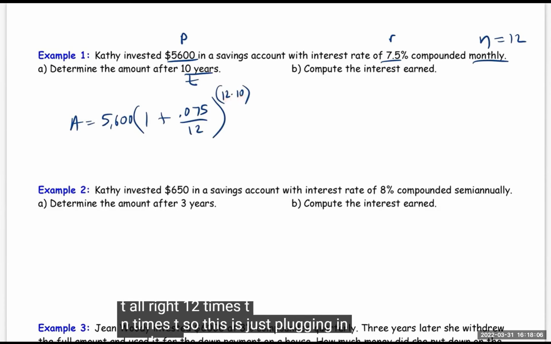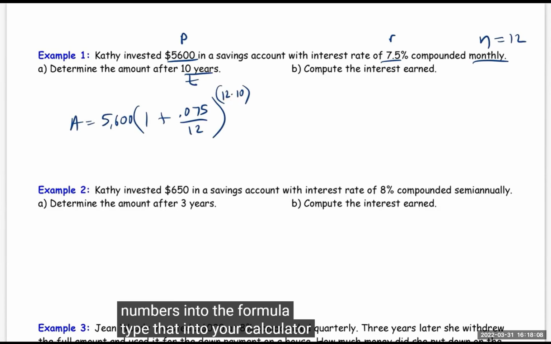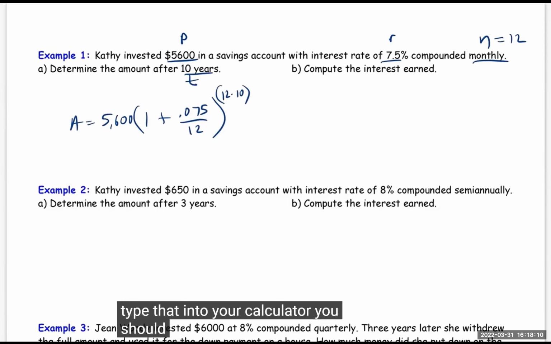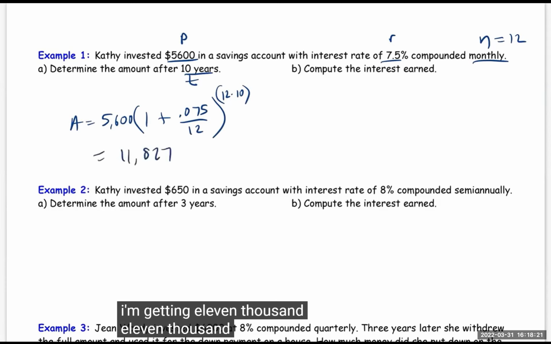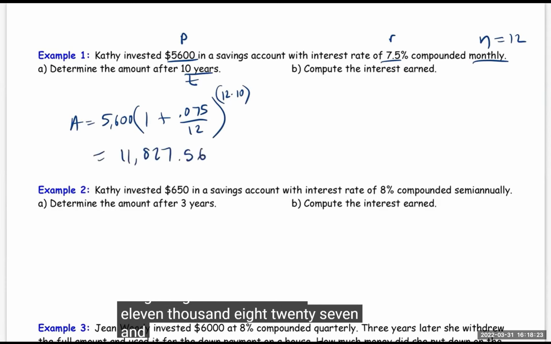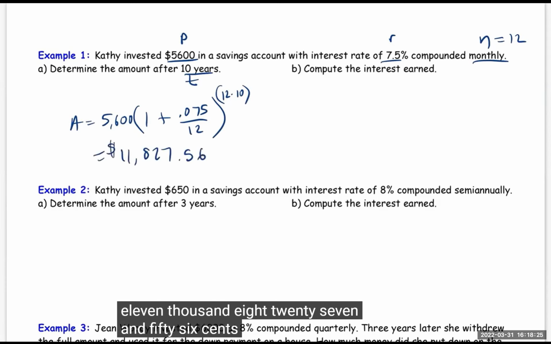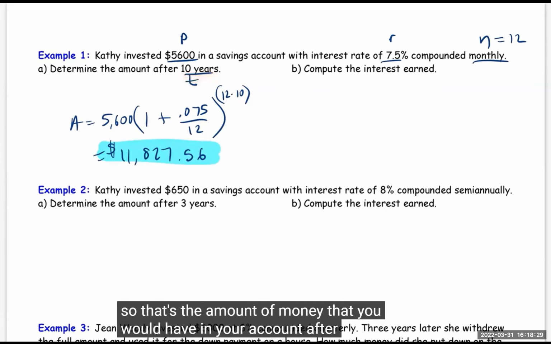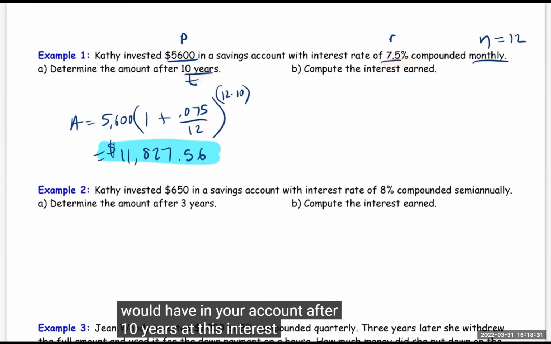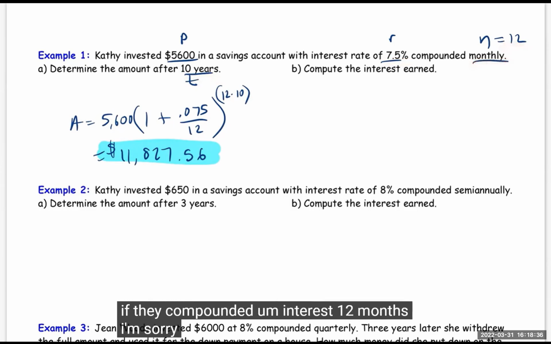So this is just plugging in numbers into the formula. Type that into your calculator. I'm getting $11,827.56. So that's the amount of money that you would have in your account after 10 years at this interest rate if they compounded interest 12 times a year.